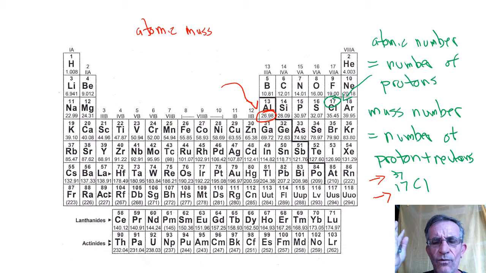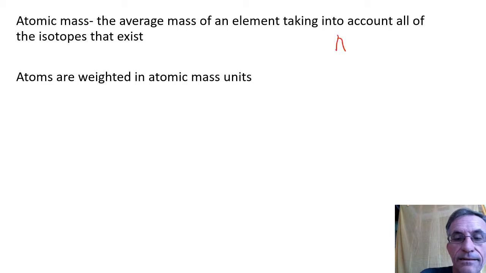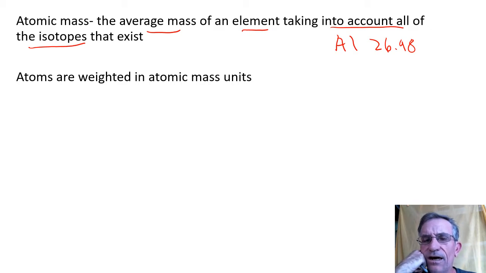All right, weighing atoms, how do we do that? And what do you mean by the average weight? Well, let's talk about that. 26.98 is the average weight of an aluminum atom. To be a little bit more exact, that number for aluminum, 26.98, is the average mass of an element, the average weight of an aluminum atom, taking into account all the isotopes that exist, all the different forms of that atom.